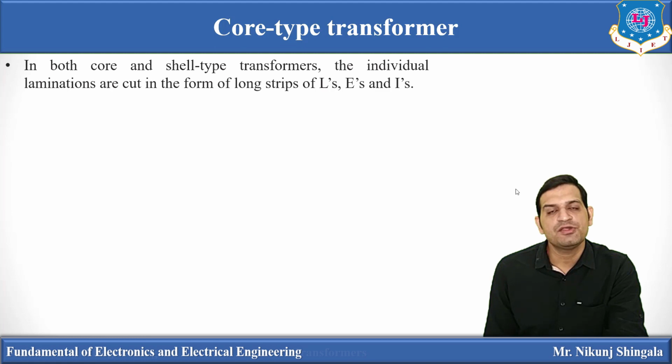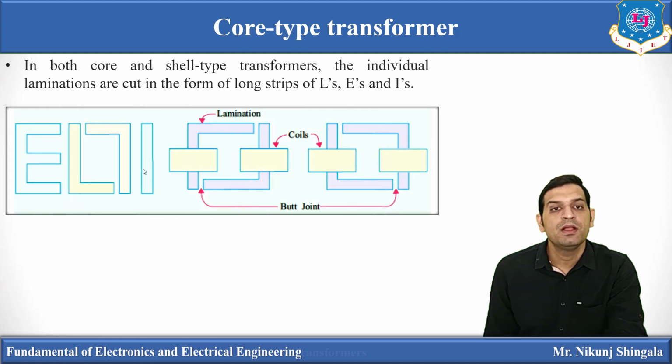Now, which kind of lamination sheet? What is the shape of the lamination sheet? To design the rectangular shape, E and I types of lamination sheets are used, or L types of lamination sheets are used. So here you can see L types of lamination sheets are used, using which the core is designed and primary and secondary windings are wound on those strips.